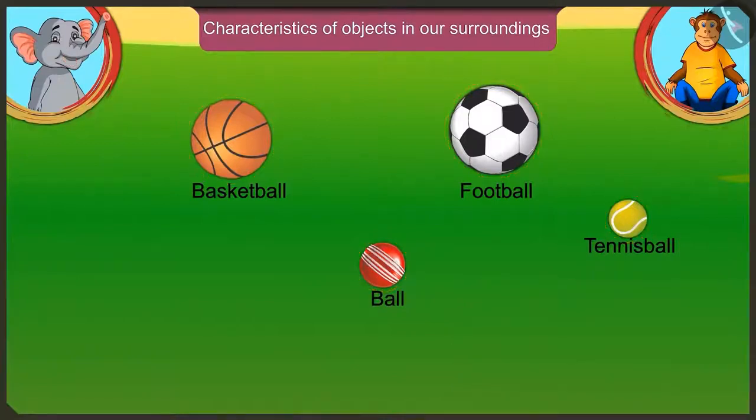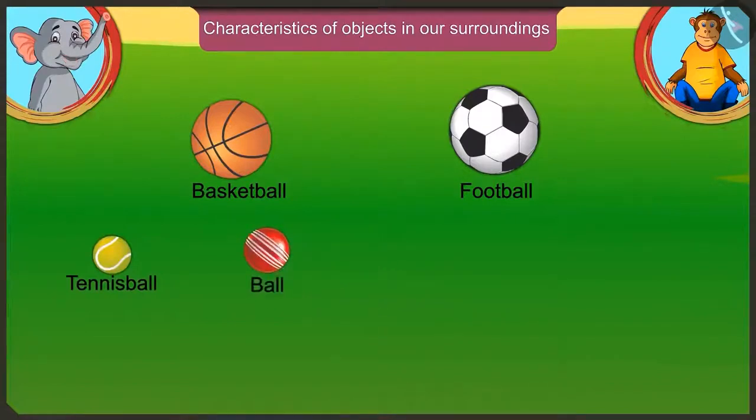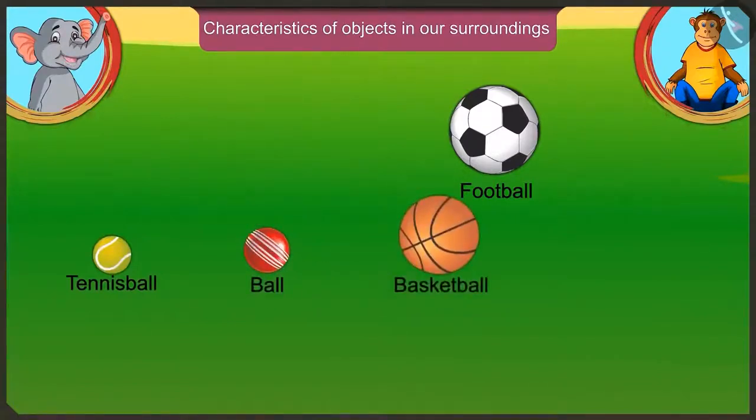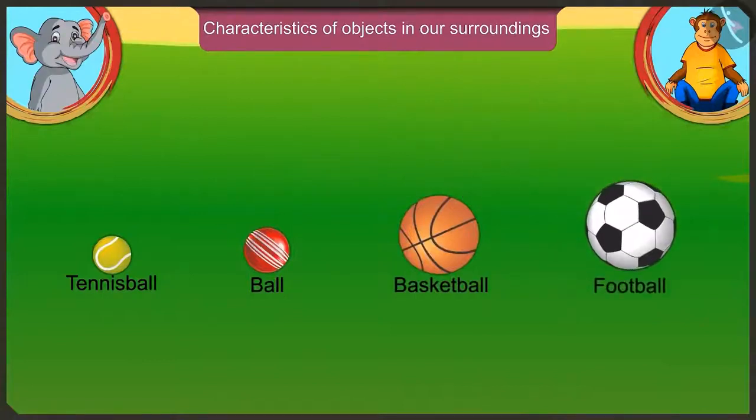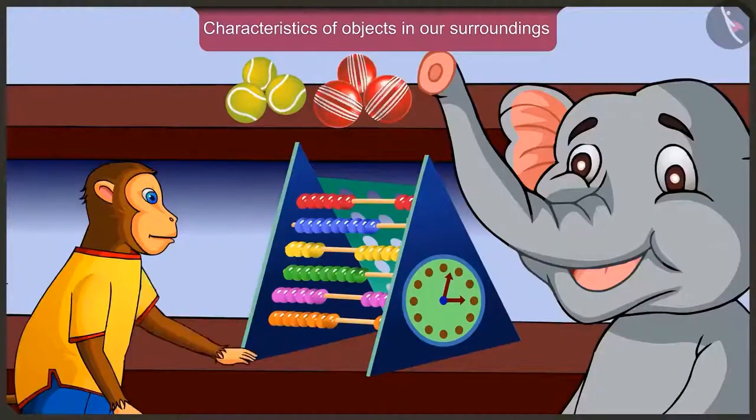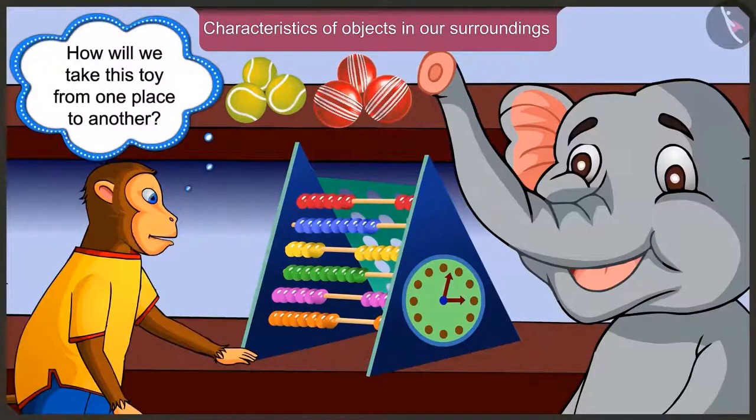Wow, Appu! Now come on, just arrange these balls in the ascending order of their size. Here, according to their size, we first place the smallest tennis ball. Then the ball bigger than that. Then basketball. And finally, we place the largest football. Well done, Appu. Appu, how are we going to take this toy from one place to another place?